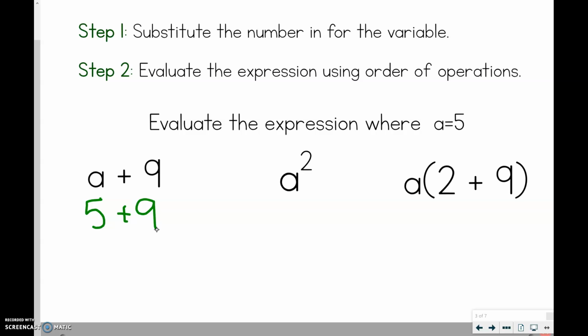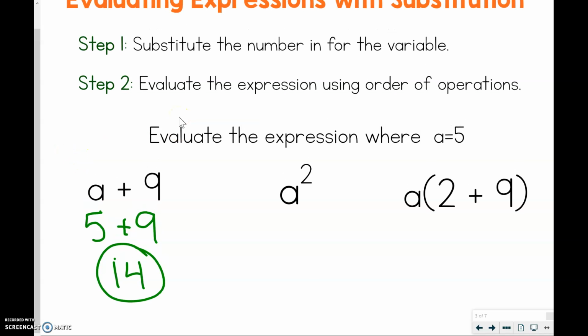Then we know that 5 plus 9 is 14. And so that would be our answer. Real simple, right? It's one more step than we were doing before. You're just substituting in for that variable now. So if that was driving you nuts, not knowing what the variable was, now you know.